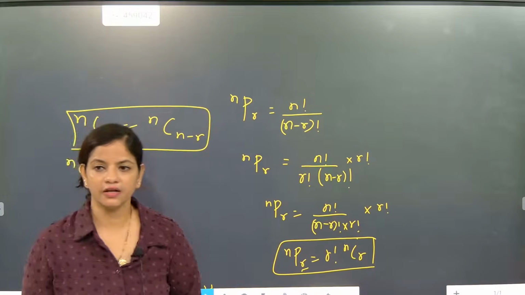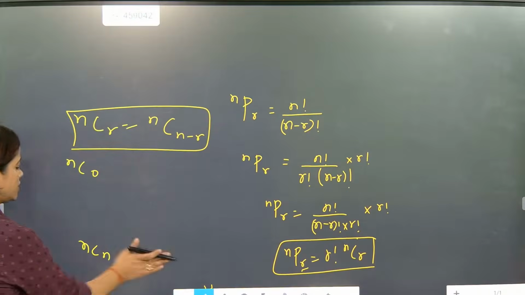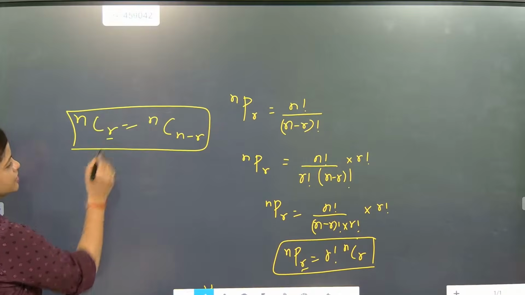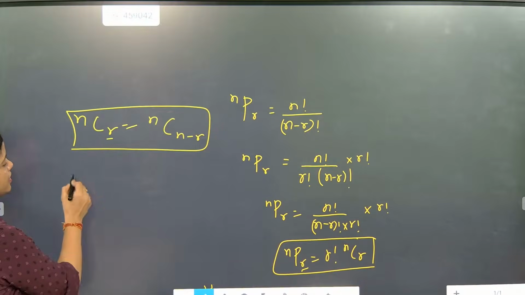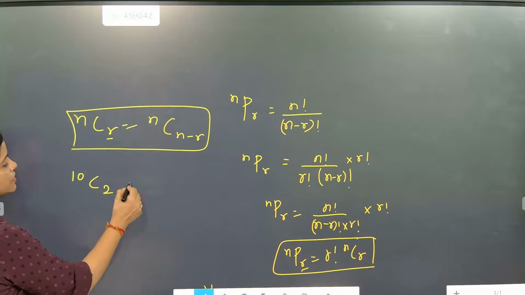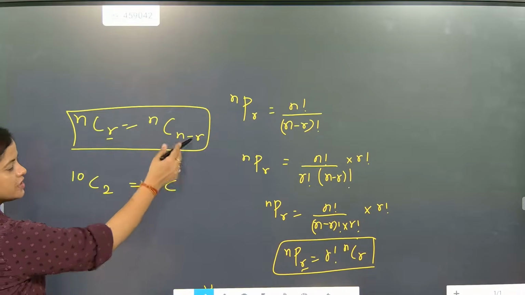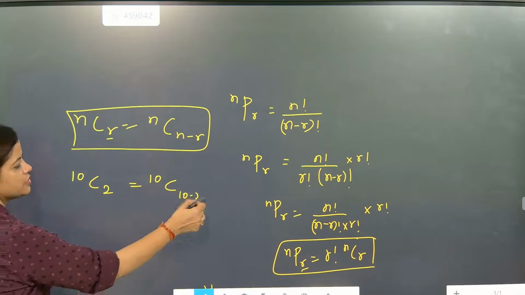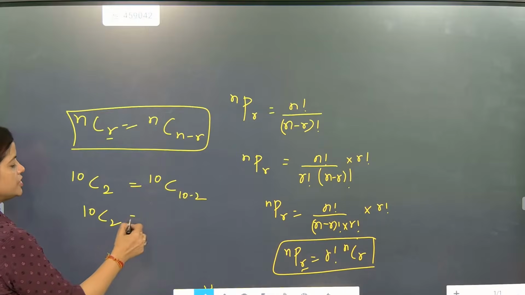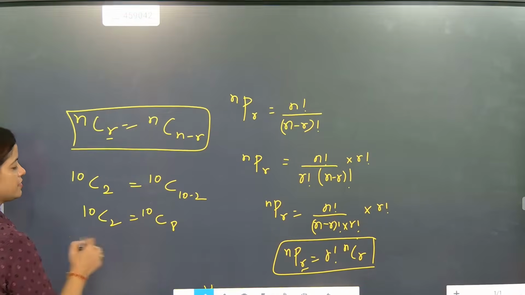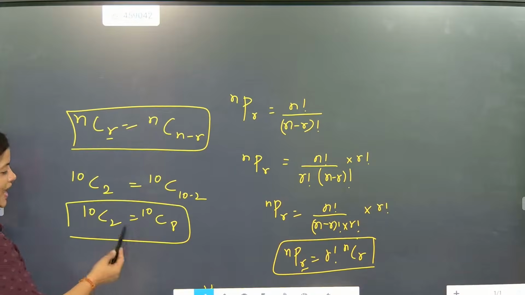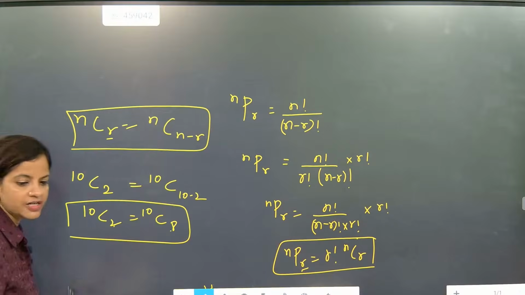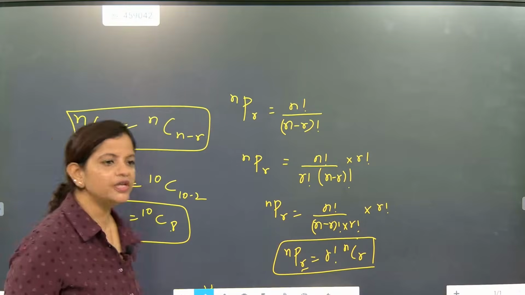But how can you say that? Now look here. First we will understand with r equal to 2, n equal to 10. So 10C2 is equal to 10C(10 minus 2), that is 10C8. If you add these two together, how much will it come? 10. So that's the roadmap. Got it? But we need to prove it now.